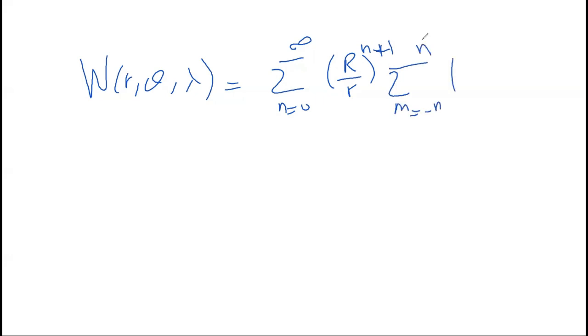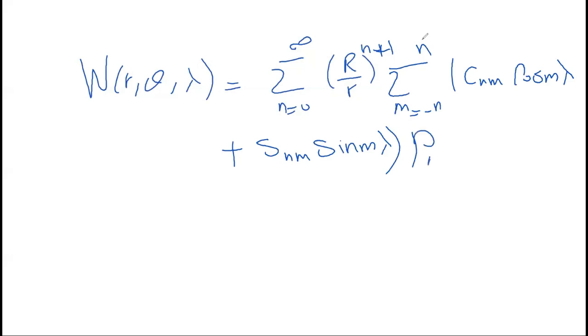And we have C_nm cosine m lambda plus S_nm sine m lambda, P_nm cosine theta. So this is the external expansion of this function. I have seen that in some places they show the potential by V.